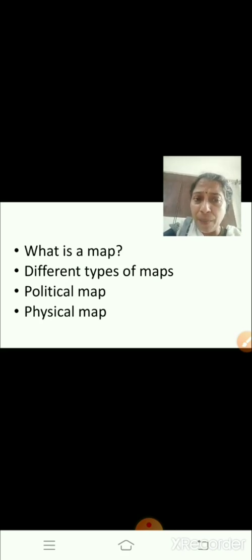What is a political map? Yes, a map showing boundaries of the countries and states and the important cities is known as a political map. What is a physical map? A map showing natural features of the land such as mountains, hills, deserts, rivers, plains is known as a physical map.